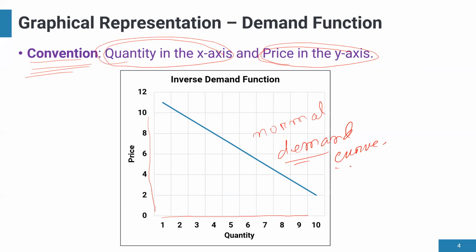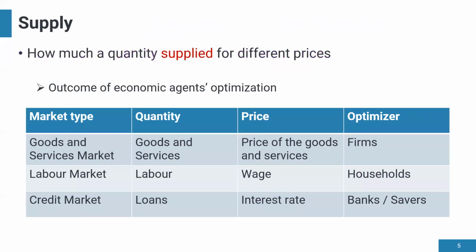And this is the plot of the inverse demand function, because here the price is a function of quantity. Okay, all of you got it? So this is the most important thing you need to remember. Right, so here let's talk about supply. Another side of the market is supply.